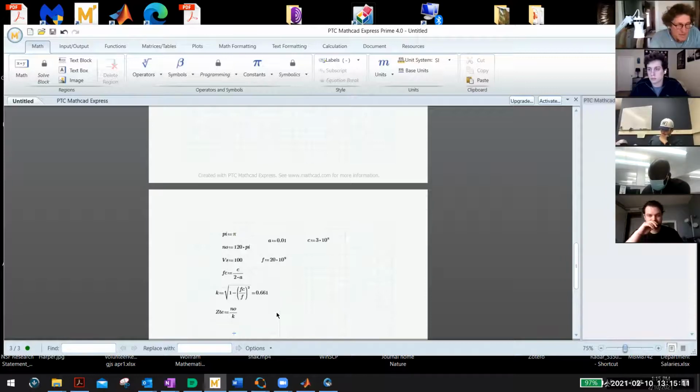Now I need to get the reflection coefficient at the load, right? I'll just call it gamma. I'm using this for the reflection coefficient. Well, that's going to be Z load minus ZTE over Z load plus ZTE. And Z load, I think it was 100 ohms, wasn't it, guys?